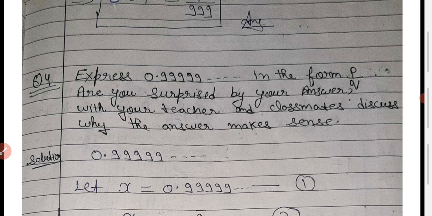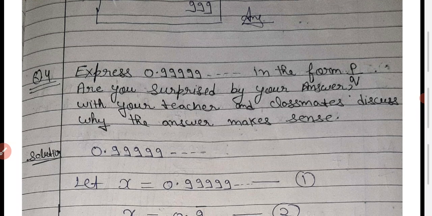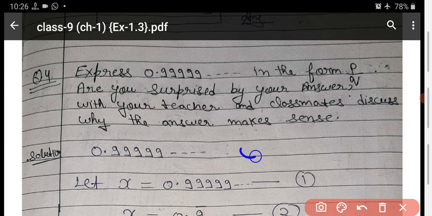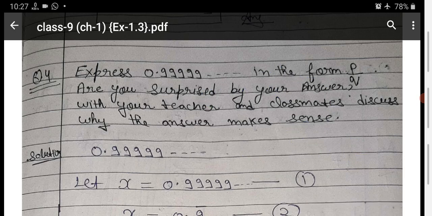Express 0.99999 dot dot dot. So what is the meaning of that? Can we write 0.9 as 0.9 bar, because these are repeating digits, so we write 0.9 bar. So the question is the same. The first part we studied was 0.6 bar, and this is 0.9 bar, so all is the same, only 9 comes in place of 6. So just look at this solution also.